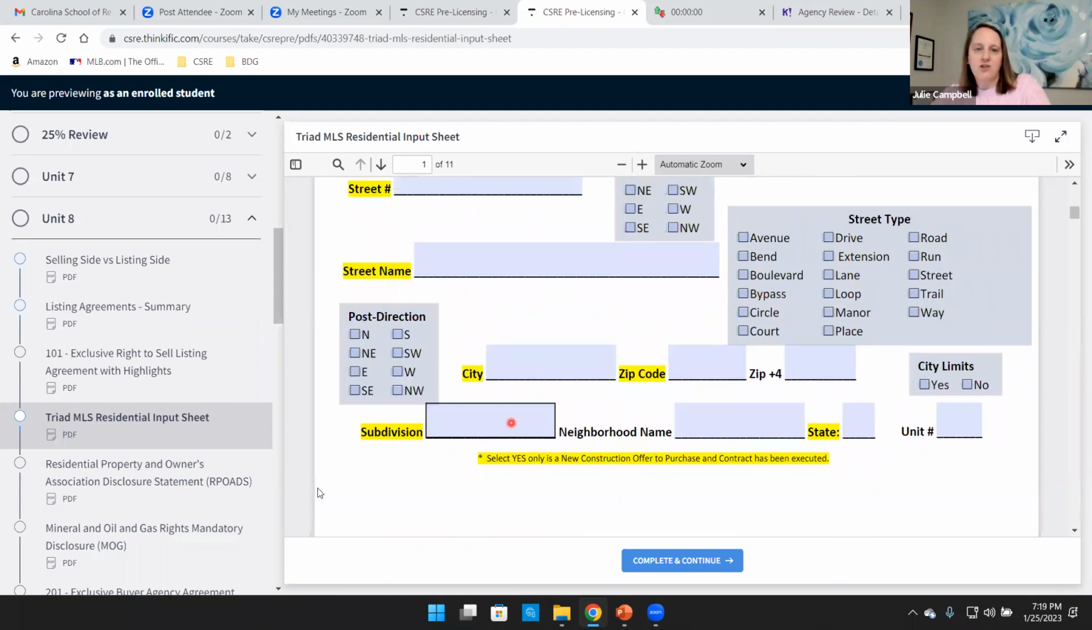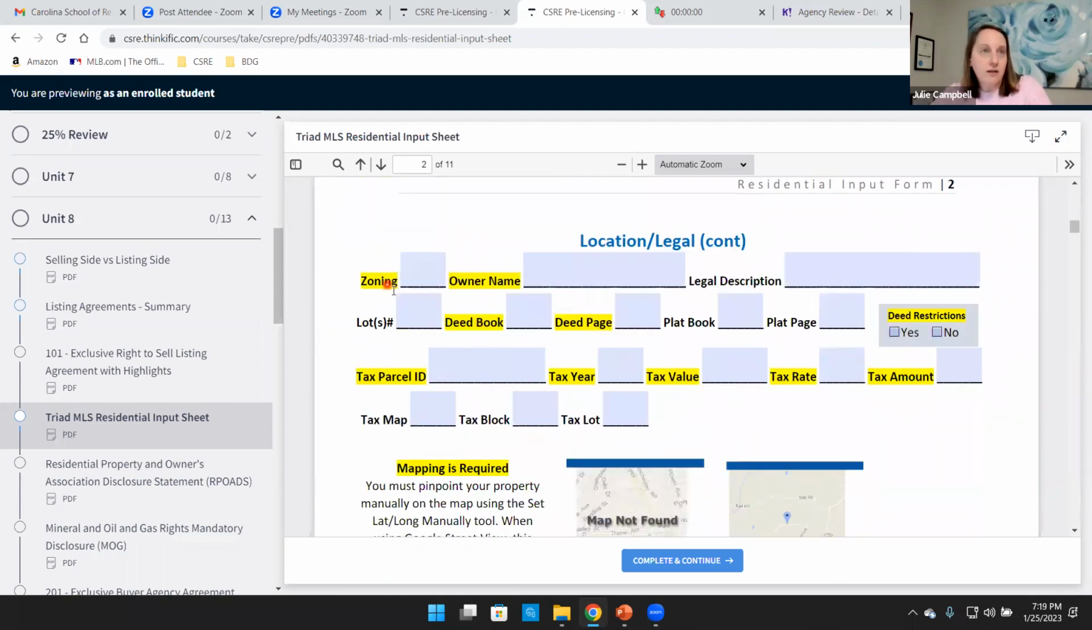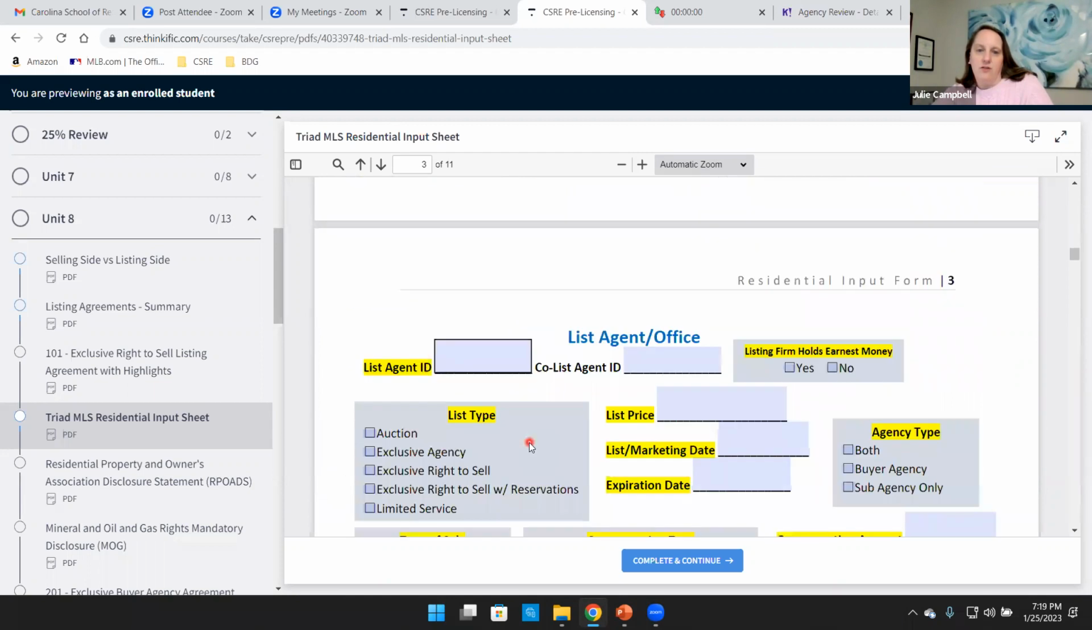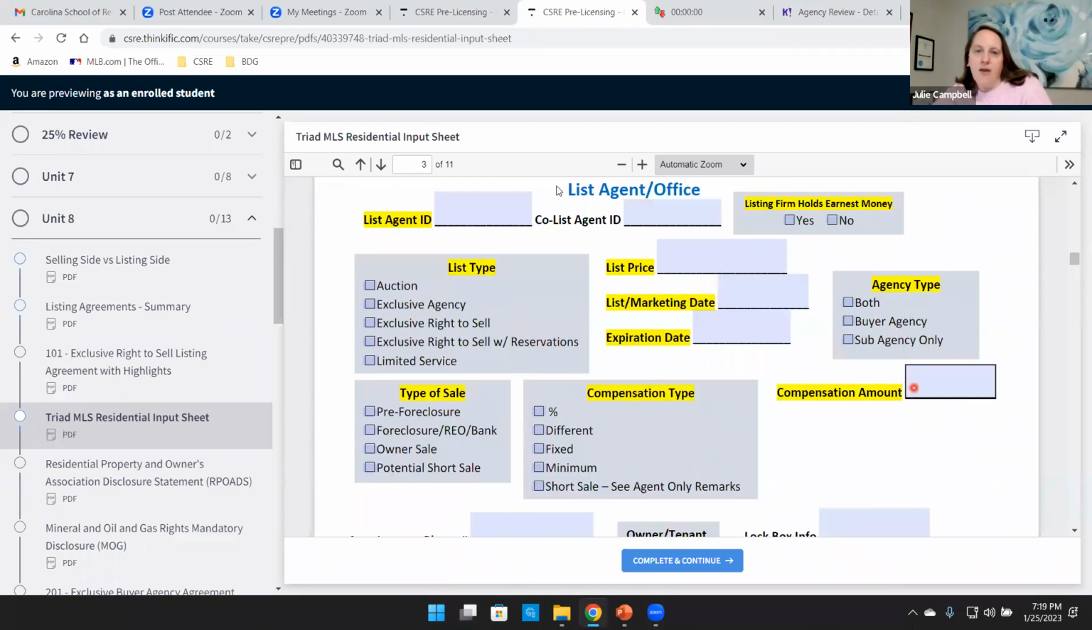So we've got our property information: where is it, subdivision, zoning, our deed book and page, our tax information. This is all research on the property that we're doing up front before we list it. Other good stuff in here: agency type. Remember we talked about whether or not you offer compensation to a buyer's agent or a sub-agent? We have to identify in the MLS who we are going to pay. And if your firm isn't willing to cooperate, or if your seller isn't willing to cooperate with a sub-agent, then you just want to make sure that you check buyer agent only.